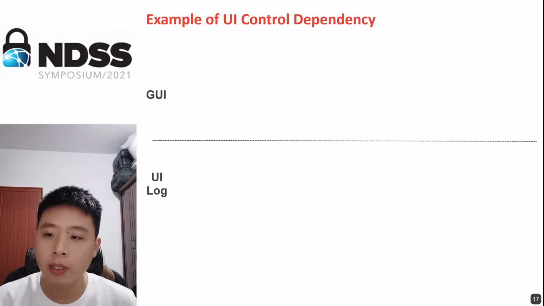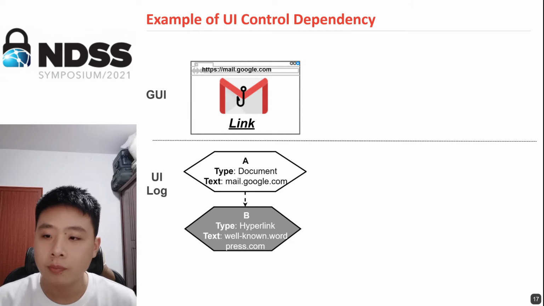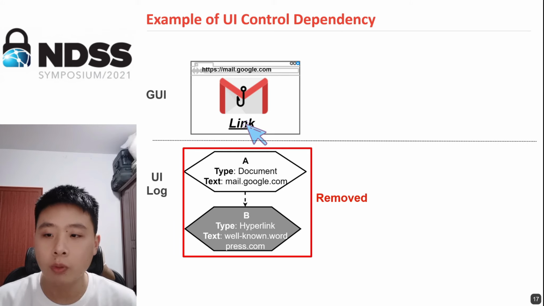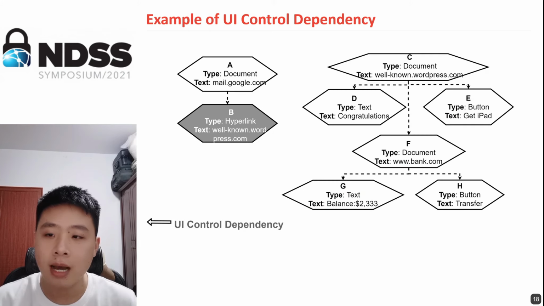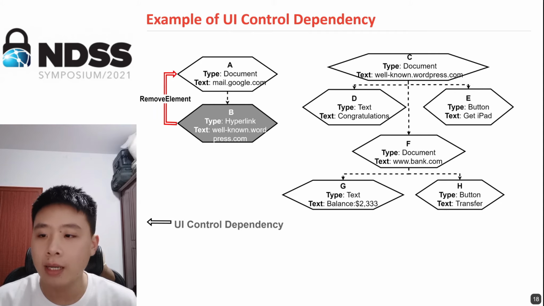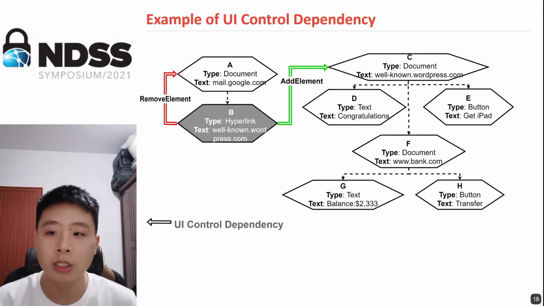Here is an example. The upper is the GUI panel and the lower is the UI dependency graph. When the link was clicked, the Gmail web page is removed, and then the malicious web page is added. Thus, we will first create a remove element dependency pointing from the link to the Gmail web page, and then create an add element dependency pointing from the link to the malicious web page.